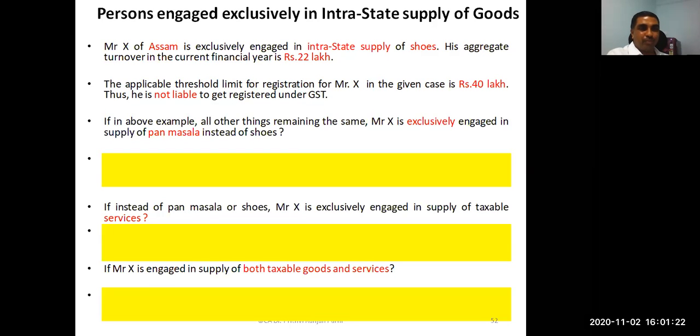Now, second point, next point, you read it. If in the above example all other things remain the same, Mr. X is exclusively engaged in the supply of pan masala instead of shoes. What will be your answer now? Whether registration is required?